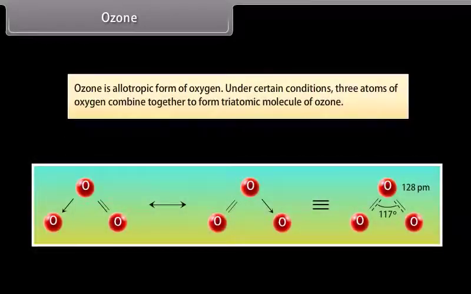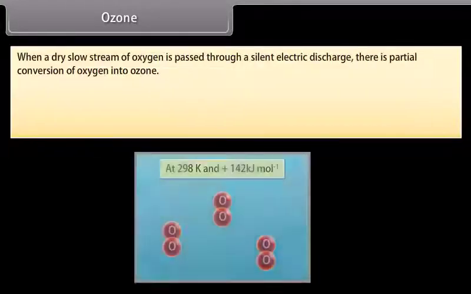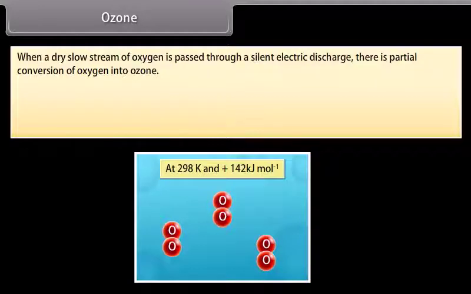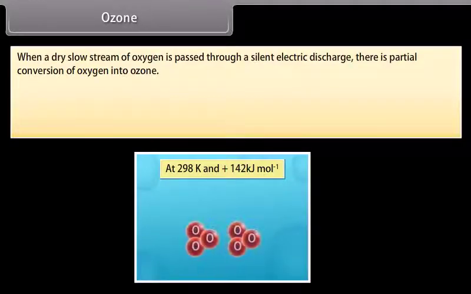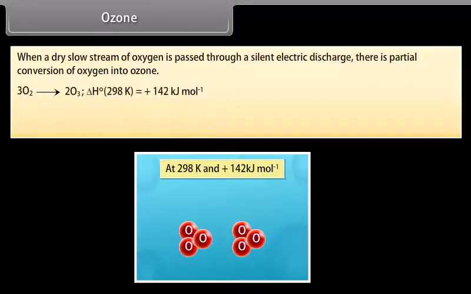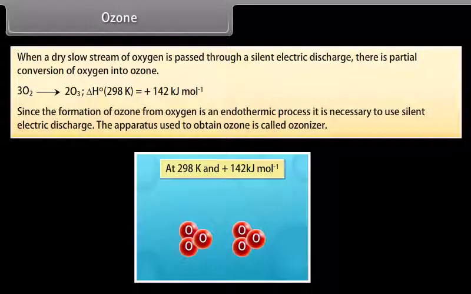Ozone. Ozone is an allotropic form of oxygen. Under certain conditions, 3 atoms of oxygen combine together to form a triatomic molecule of ozone. When a dry, slow stream of oxygen is passed through a silent electric discharge, there is partial conversion of oxygen into ozone. Since the formation of ozone from oxygen is an endothermic process, it is necessary to use silent electric discharge.